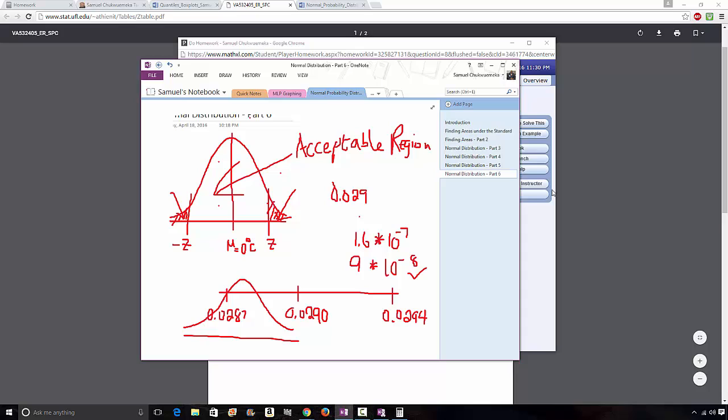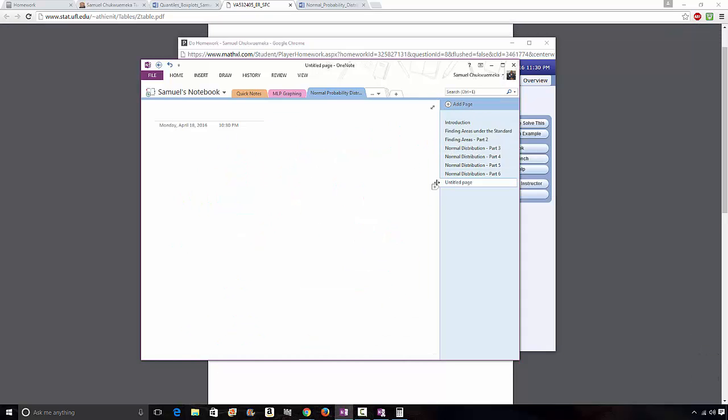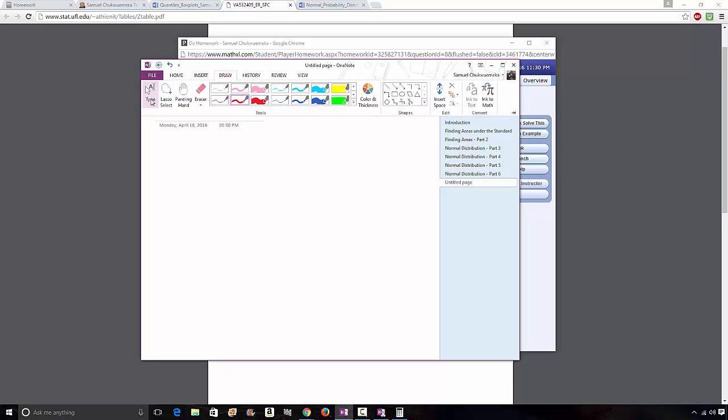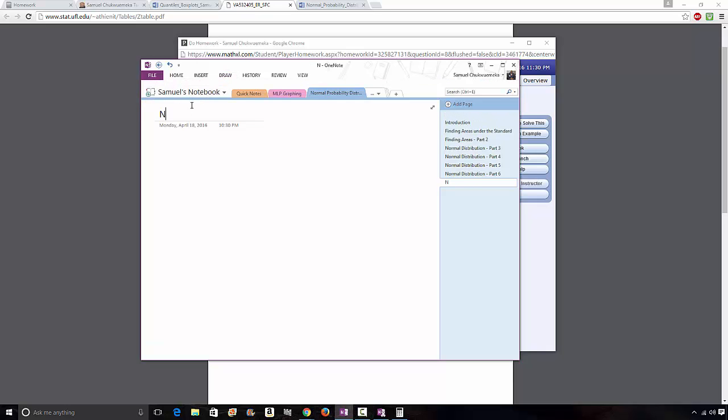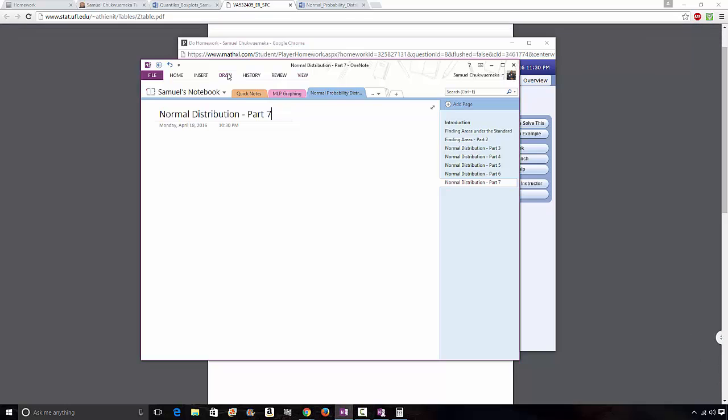Let me add another page. Normal distribution. I think my notebook is acting up. My notebook is protesting, which means, Mr. C, time to go. Okay, we will soon be done.